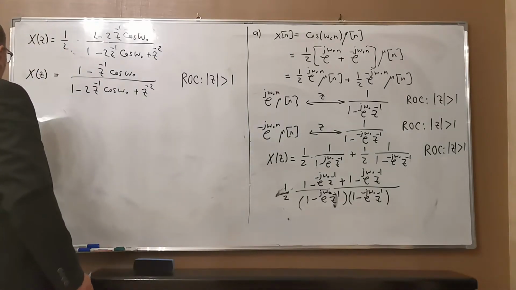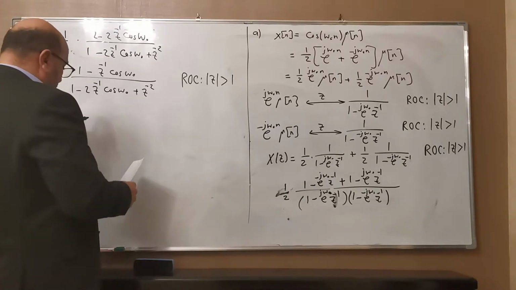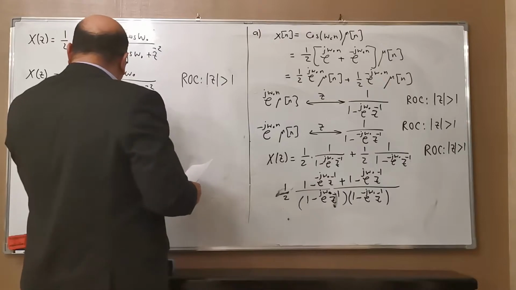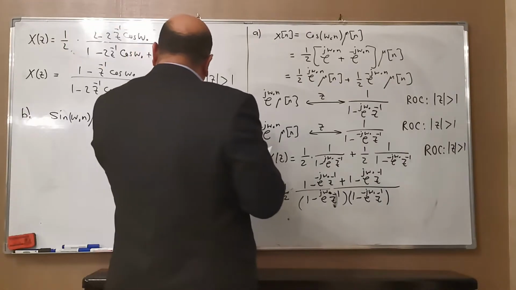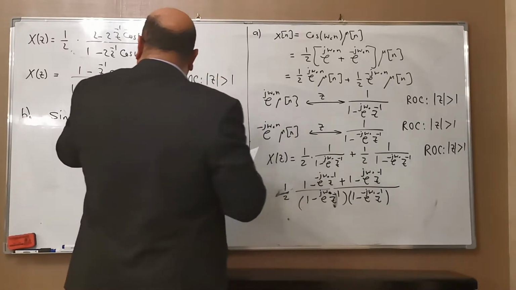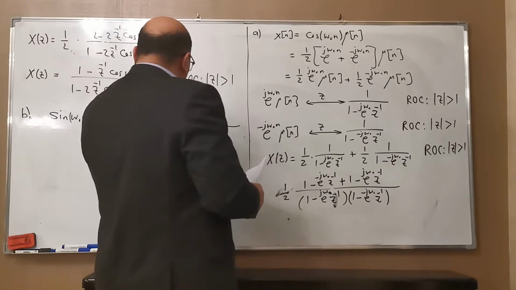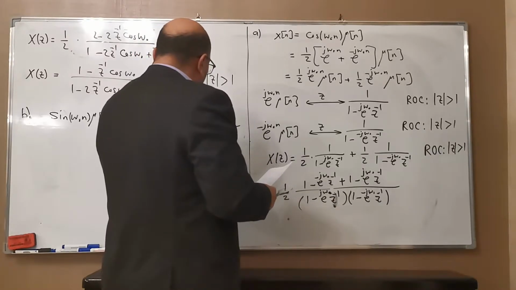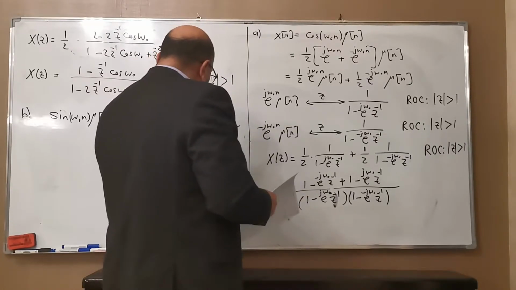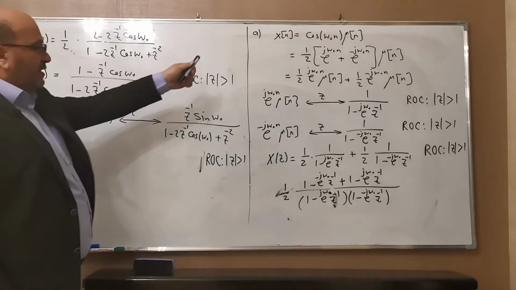If you do part B with the same procedure, then we can find that sine omega_0 n u[n] has the z transform equal to z^-1 sine omega_0 over the same denominator, 1 minus 2 z^-1 cosine omega_0 plus z^-2, and here also the ROC is magnitude of z greater than 1. Okay, do the same procedure as we did here.